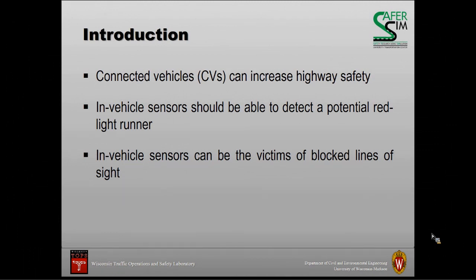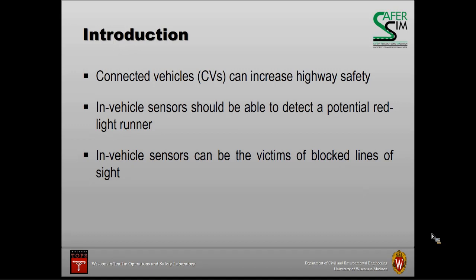Connected vehicles can increase highway safety by taking advantage of the sensors, the information received from roadway infrastructure, and information from other vehicles. In fact, we have countless hypothetical safety improvements that we can get from connected vehicles, such as receiving information about icy conditions and crashes, and also receiving information about a potential red light runner.